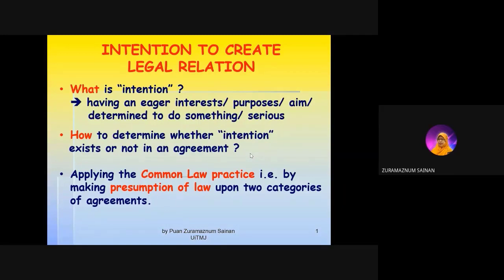But can we determine the intention of the parties? Let's say you deal with someone and then can you see whether that person having the serious intention to make a contract with you? Tak boleh tengok kan intention of the parties? Boleh ke kita tengok niat orang? Tak boleh. Tak boleh kan?